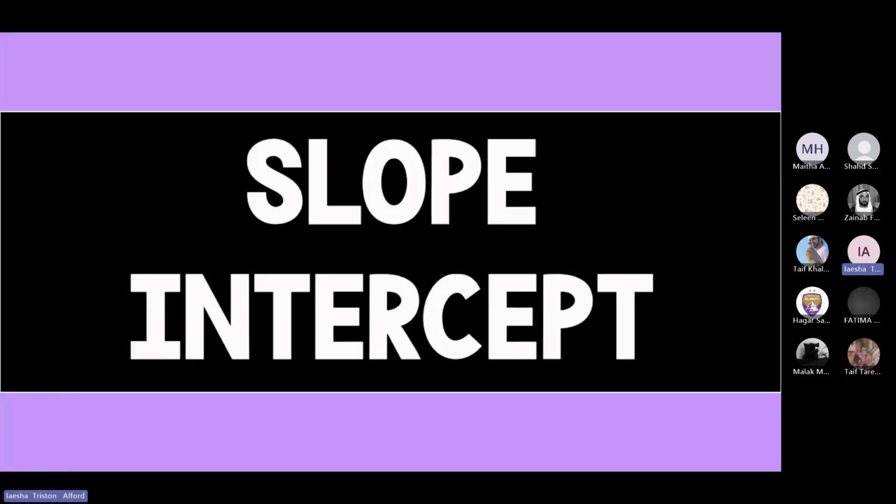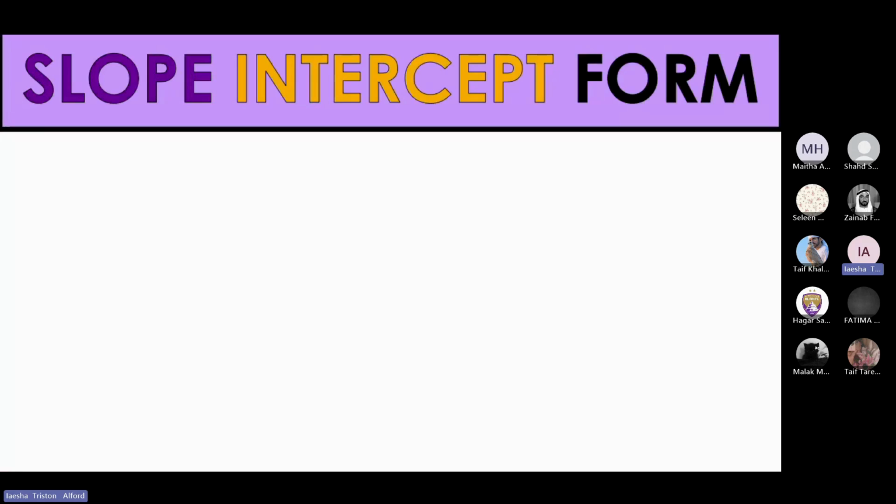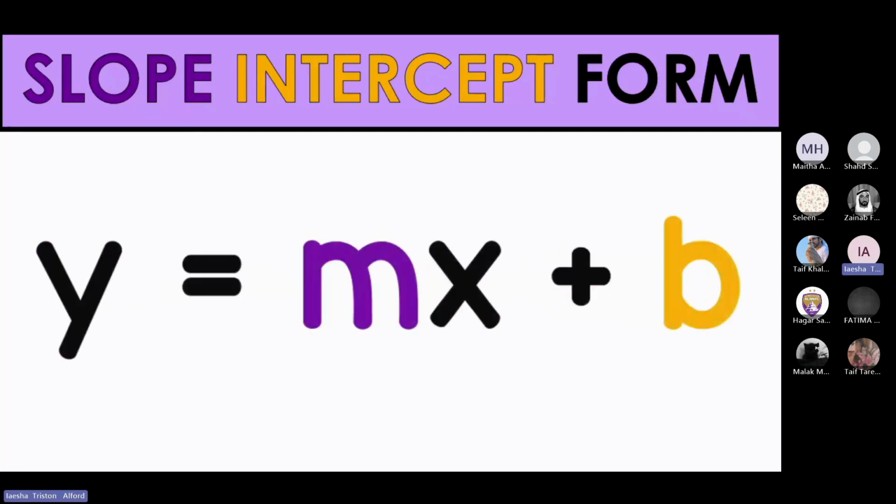It's about slope-intercept. So all of lesson 5.1 is about slope-intercept form. Remember, slope-intercept form. Anybody know? y minus y1 equal m multiply x subtract x1. Not quite. Y equal mx plus b.